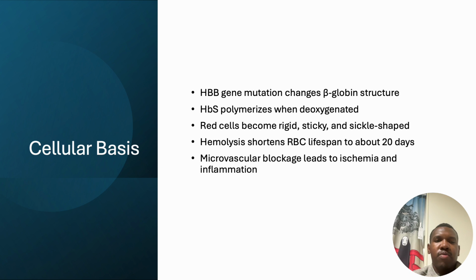At a cellular level, the real problem is polymerization of hemoglobin S when oxygen is low. That forces the red blood cells into a rigid sickle shape. These cells are fragile. They break apart much earlier than normal red blood cells, which causes the chronic anemia. At the same time, they clog tiny blood vessels, which blocks oxygen delivery and triggers inflammation. Together, that combination drives pain, tissue injury, and the long-term complications we see today in patients.